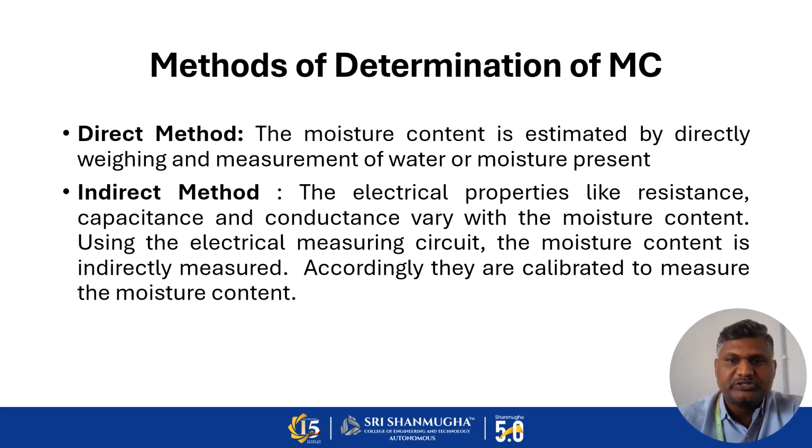The moisture content estimated by directly weighing and measuring the water or moisture present is called the direct method. In the indirect method, the electrical properties like resistance, capacitance, and conductance vary with the moisture content. Using an electrical measuring circuit, the moisture content is indirectly measured. Accordingly, the instruments are calibrated to measure the moisture content.